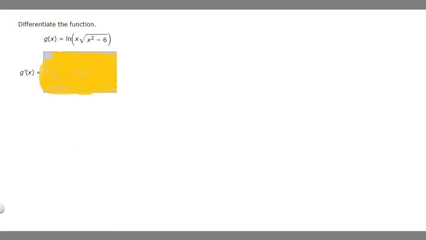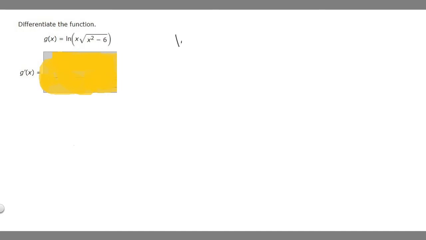So in this problem, we're asked to differentiate the function g of x, which equals the ln of x times the square root of x squared minus 6. In order to solve this problem, we're going to have to use the chain rule. So what we want to do is take the derivative of our outside with respect to our inside, and then multiply by the derivative of our inside.